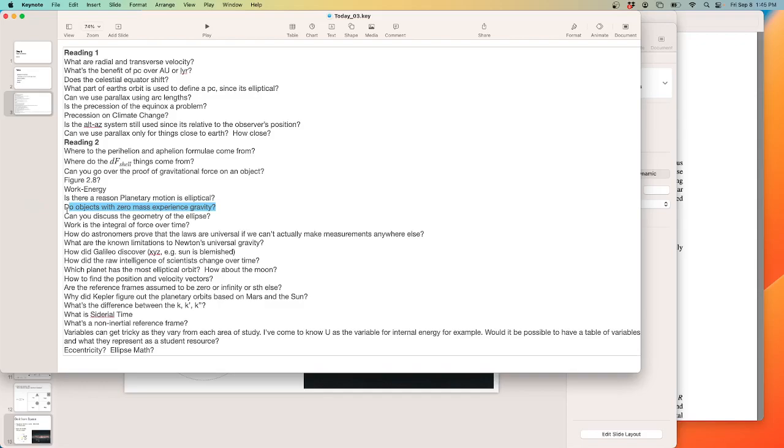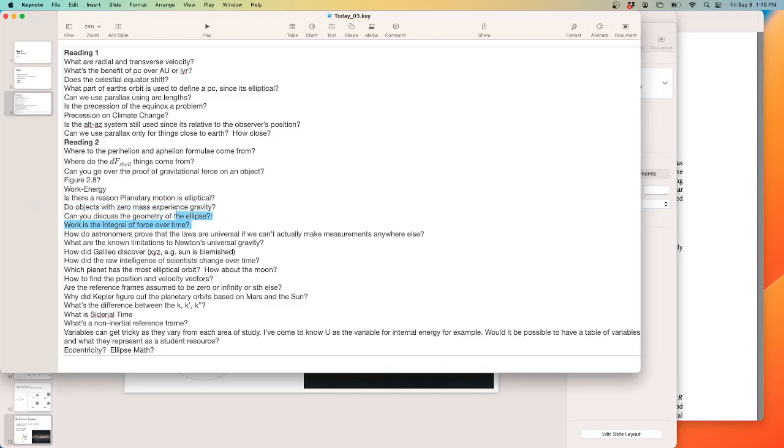Anyway, can we discuss the geometry of the ellipse? I will. Work is the integral of force over time. No. Work is the integral of force over what? I'll come back to that. Distance. But I can turn it into time using what? How do I turn distance into time? With math. What's the math quantity that I like? I heard it. Speed, velocity, right? So I can turn those integrals into each other, which I'll show you. I'll discuss the geometry.